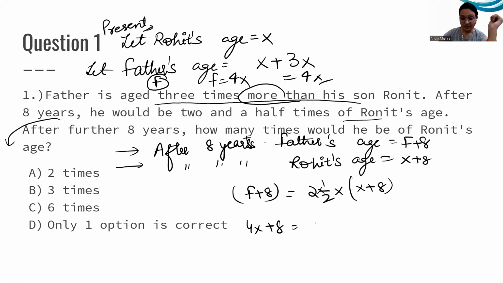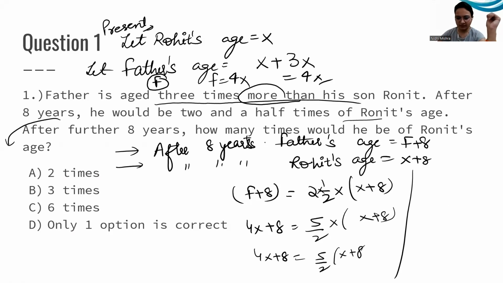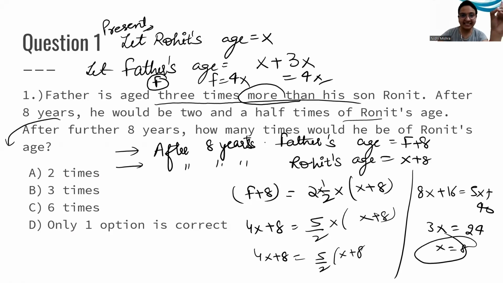Correct? So this is 2 cross 2, 4 plus 1, 5 by 2 into x plus 8. 4x plus 8 is equal to 5 by 2 into x plus 8. So let's multiply. This will be 8x plus 16 is equal to 5x plus 40. 3x is equal to 24. x is equal to 8. So present age of Rohit is 8. So present age of father is 32.